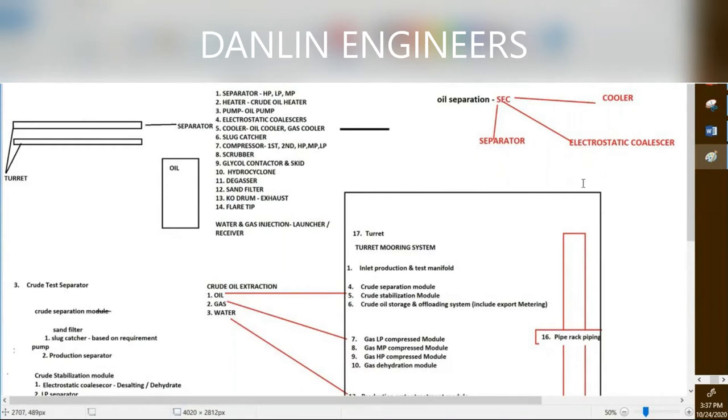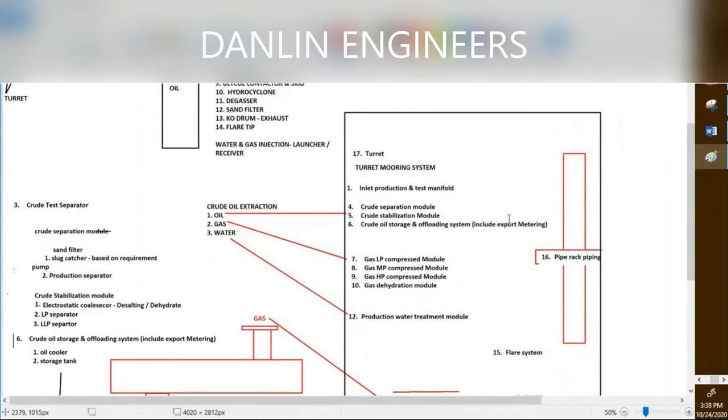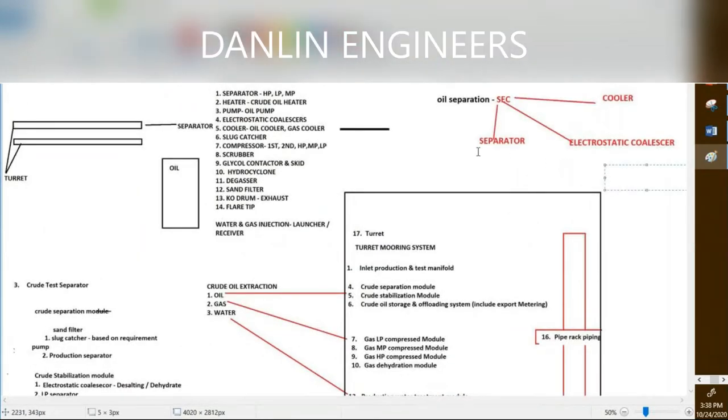for suction, so the pumps will come into the picture. If some slugs are there, the slug catcher and the sand filter will come into the picture. And if the production separator is not sufficient for the requirement, we go for an extra LP separator, and an LLP separator will come into the picture. Like that we can tell.